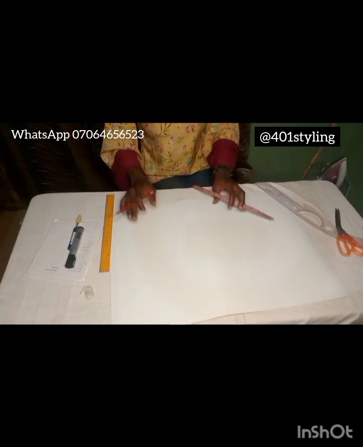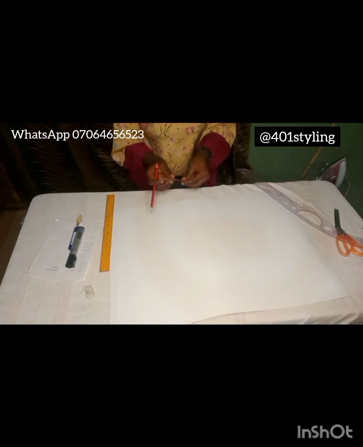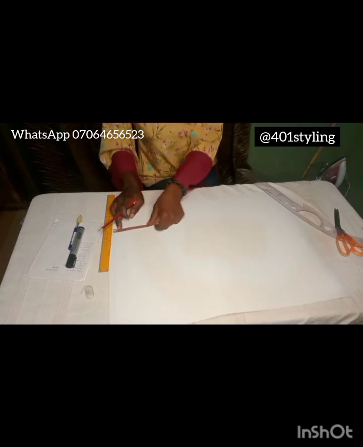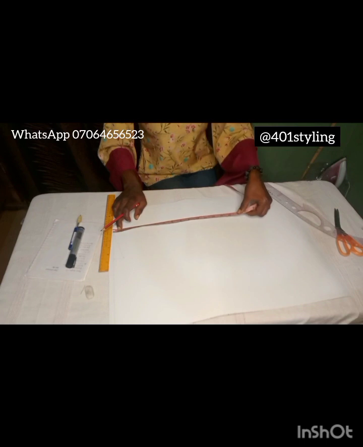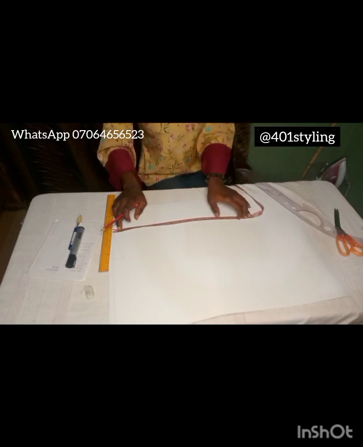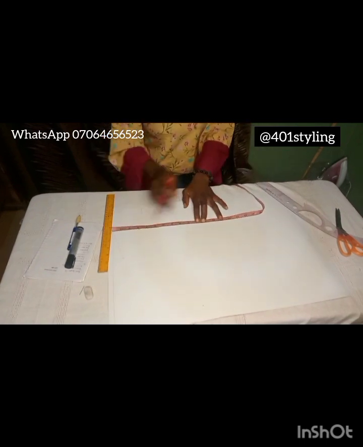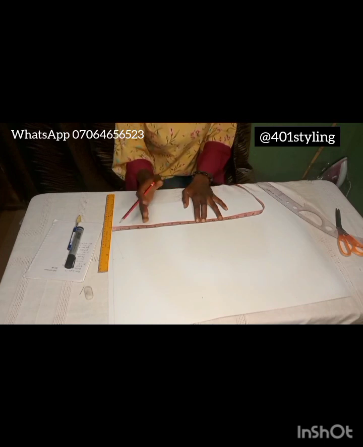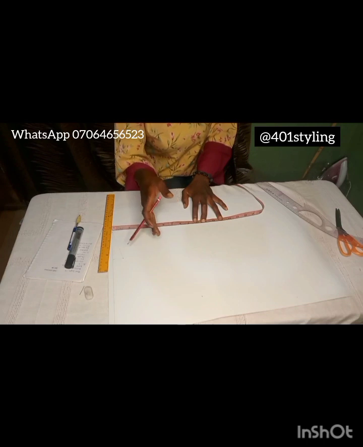But just calm down and watch me. From this shoulder now, you take your bust point on the bust, then the half length. The half length is also the front length. Remember, this is the half basic bodice block. This is the half, not the full.